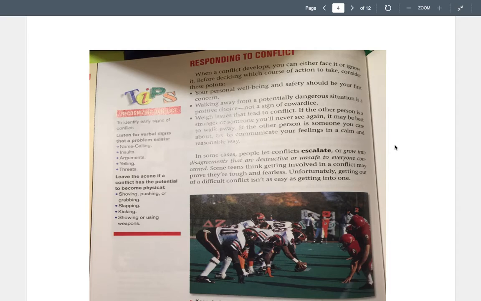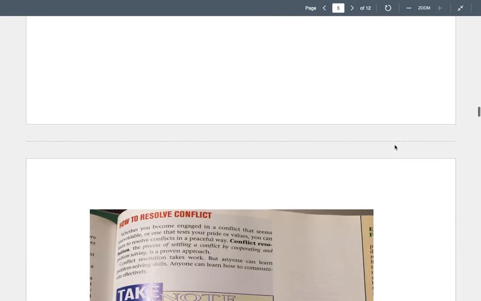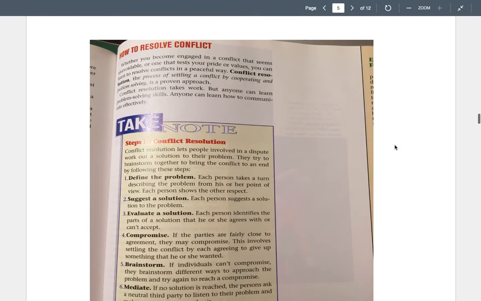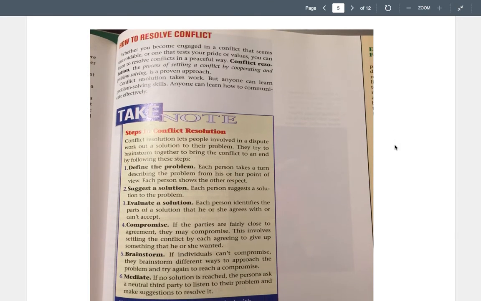How to resolve conflict. Whether you become engaged in a conflict that seems unavoidable. Oh, I guess it'd help if I turn the page. All right, there it is. How to resolve conflict. I'm looking at a book, that's why it's easier for my eyes to see it in the book. Okay, so whether you become engaged in a conflict that seems unavoidable or one that tests your pride or values, you can learn to resolve conflicts in a peaceful way.